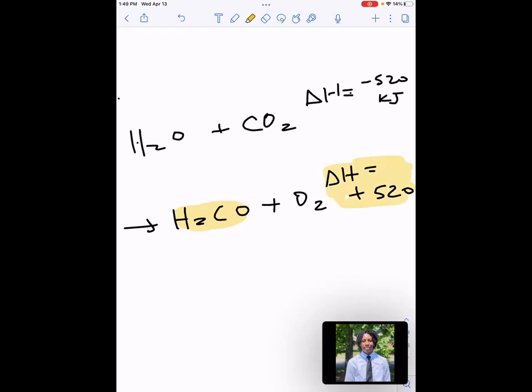And that's true based on what's called microscopic reversibility. If you go forward and your enthalpy is one thing, when you go in reverse, it's going to be the opposite. Same number, but opposite sign.